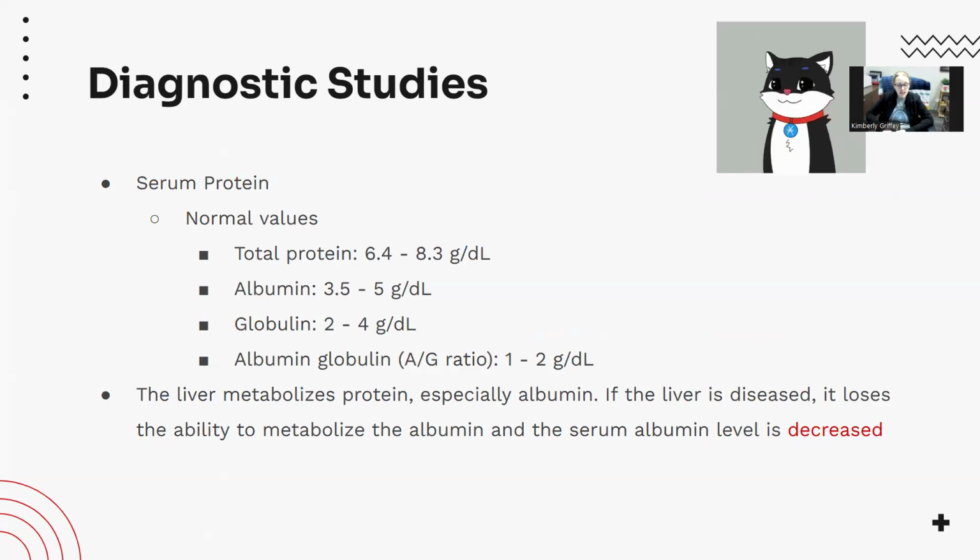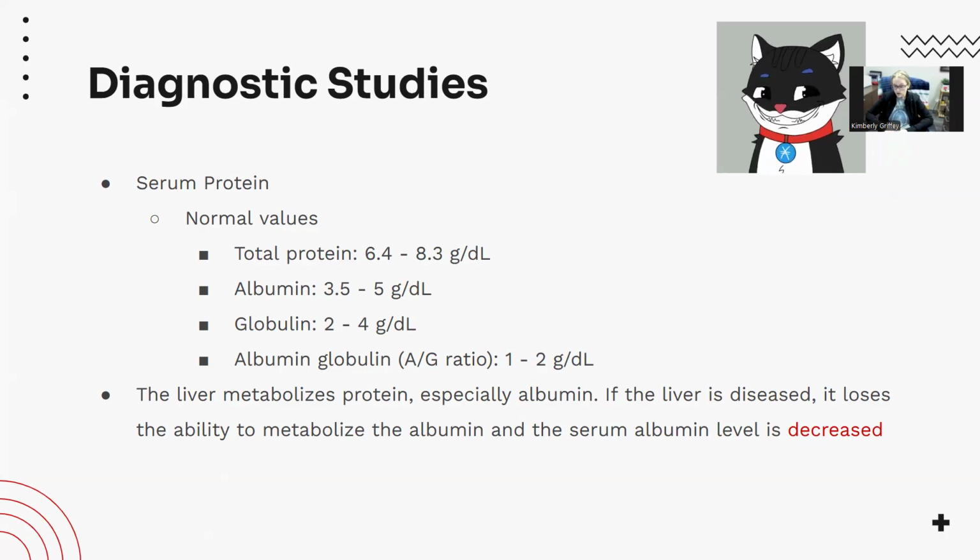A serum protein, your normal values for your total protein is 6.4 to 8.3. A normal albumin is 3.5 to 5. Globulin is 2 to 4. And albumin globulin, or your AG ratio, is 1 to 2. So globulin is different than hemoglobin levels. So don't get them confused.